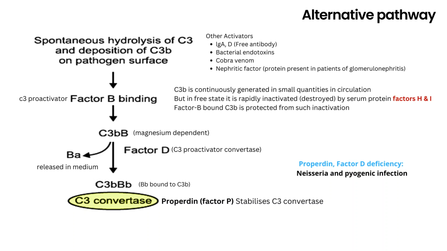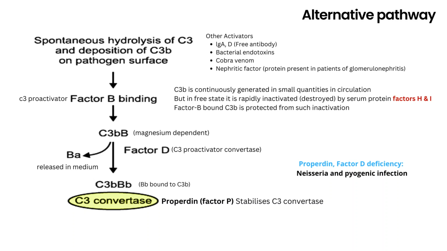P stands for properdin, and properdin stabilizes the C3 convertase, and then the rest of the thing is the same as the classical pathway. If properdin is deficient, you will get pyogenic infection and Neisseria infection. So this you have to understand. The alternative pathway is very simple and easy to understand.